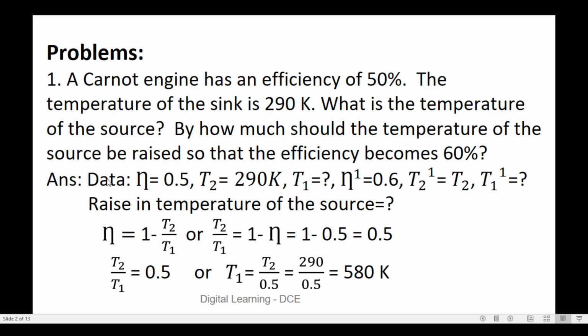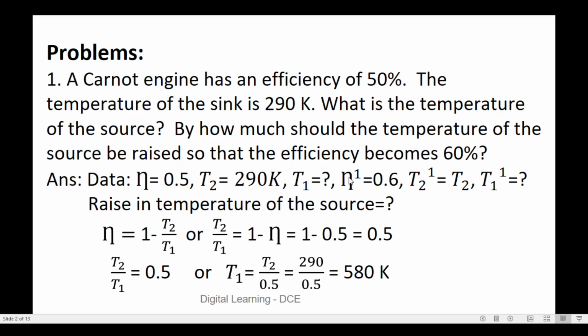So first write what is given. So that is data. When the efficiency eta is 50%, so that is 0.5. The temperature of the sink is given to be 290 Kelvin. The temperature of the sink is represented by T2. So T2 equals 290 Kelvin. So we have to find the temperature of the source, that is T1.